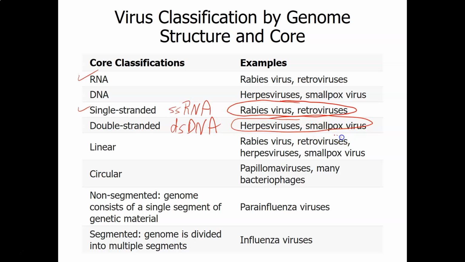And then when you put all four together, all four are linear. So I could actually add that rabies and retroviruses are linear single-stranded RNA viruses, and the herpes viruses and smallpox viruses are linear double-stranded DNA viruses.